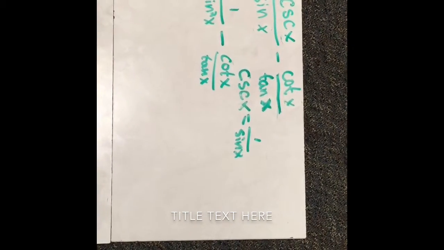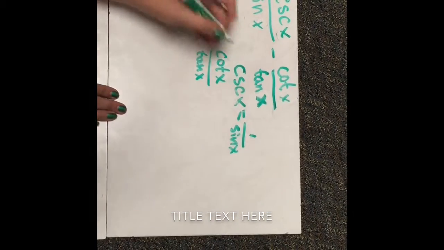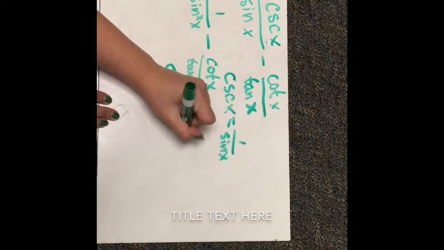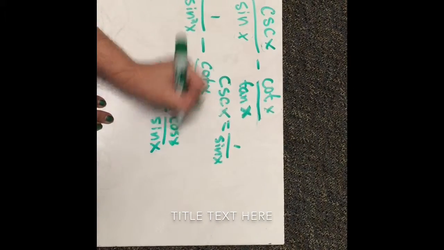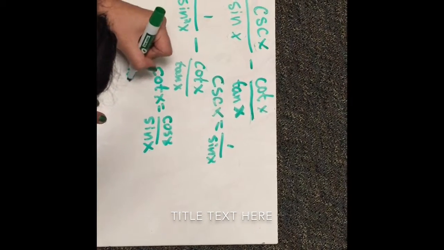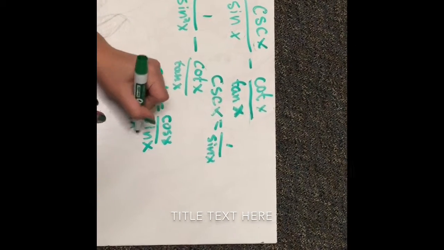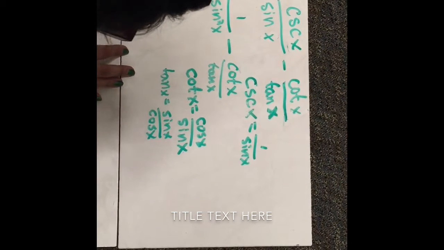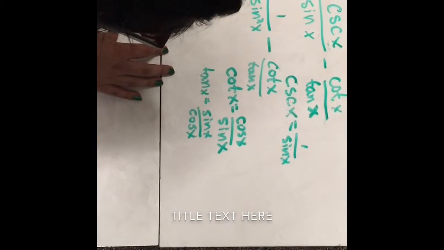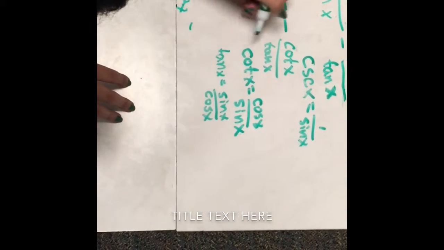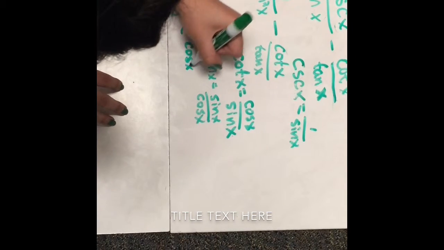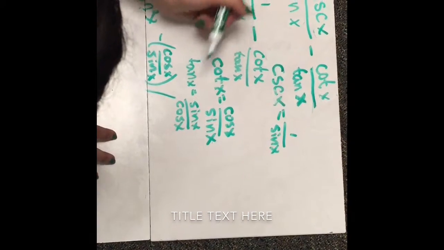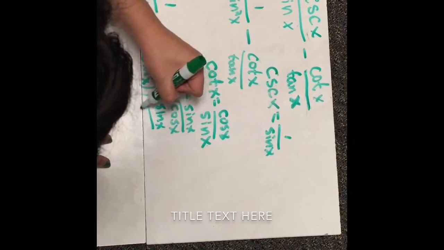And then, using the quotient identities, I'm going to change cotangent and tangent into terms of sine and cosine. Tangent of x equals sine x over cosine of x. So I have 1 over sine squared x minus cotangent x, which is cosine x over sine x, divided by tangent of x, which is sine x over cosine of x.